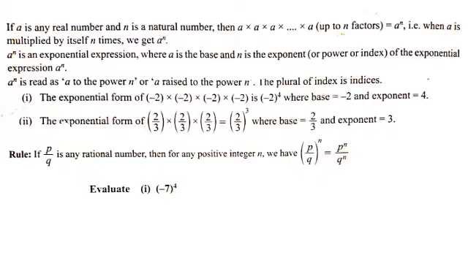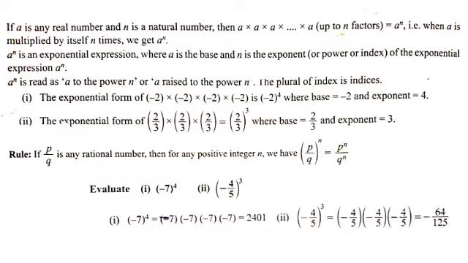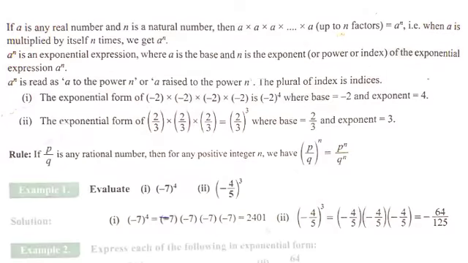Evaluate minus 7 power 4. Minus 7 power 4 is minus 7 multiplied by itself 4 times. So minus 7 into minus 7 into minus 7 into minus 7 is equal to 2401. Minus 4 by 5 cube, or power 3, is equal to minus 4 by 5 into minus 4 by 5 into minus 4 by 5. We get minus 64 by 125.